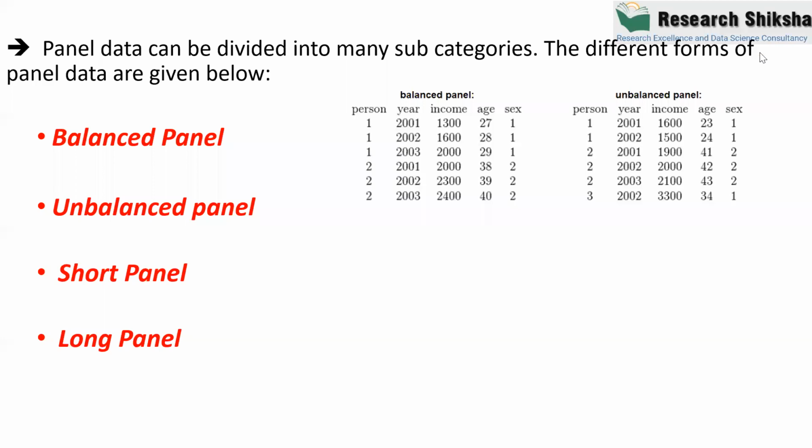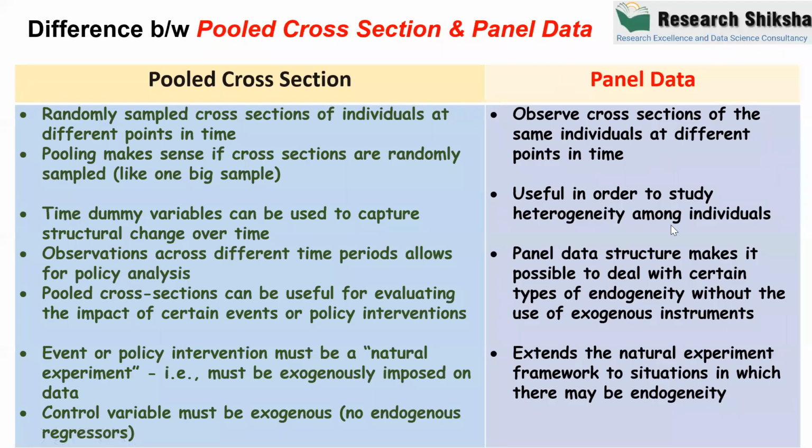After that, let me discuss the pooled cross section and panel data. What is the difference between pooled cross section and the panel data? Actually, let me explain with the help of an example. One of the doctors decided to find out the impact of age and BMI on the blood pressure, right? So here there are two independent variables: the age, and second is the BMI, and the impact is seen on the blood pressure.